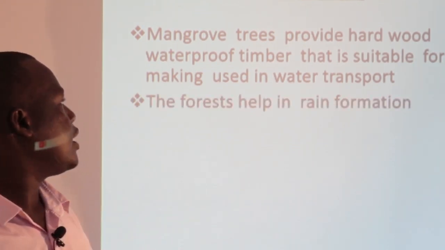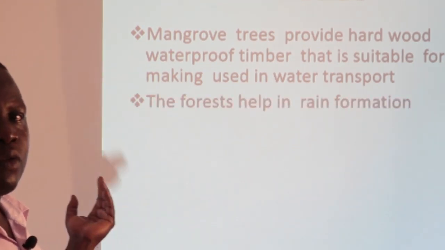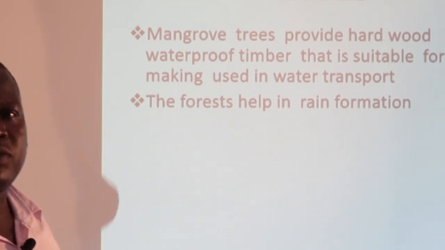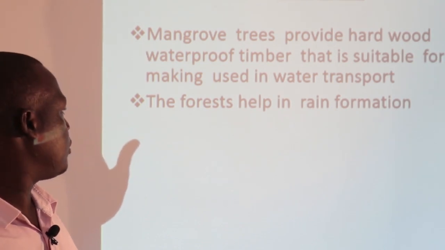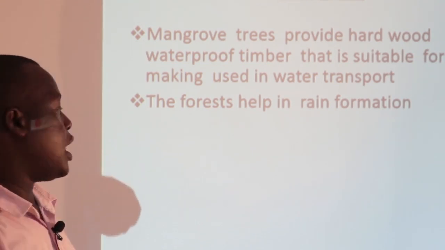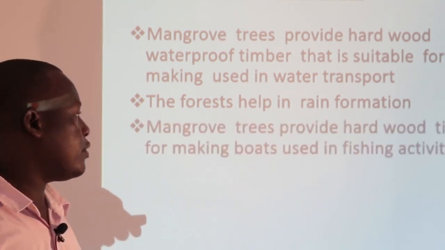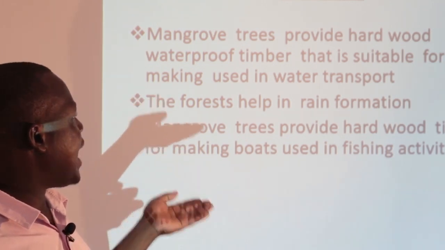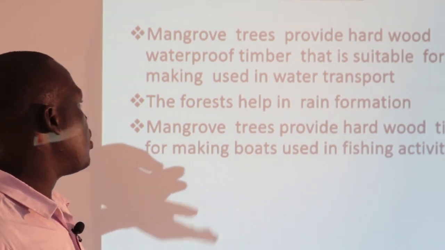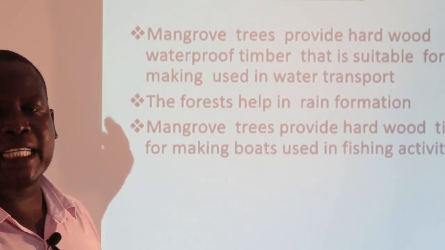We also have that the forests, as you saw from the diagram, are thick. They possibly help in rain formation in the areas where they are found. We have that the mangrove trees still provide hardwood timber for making boats used in fishing activity.